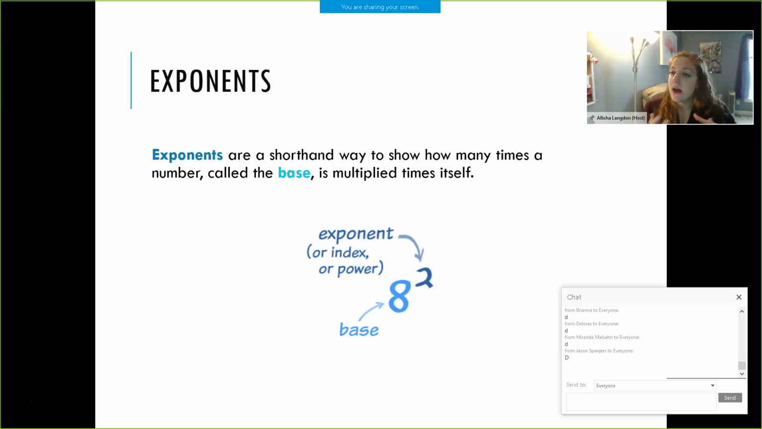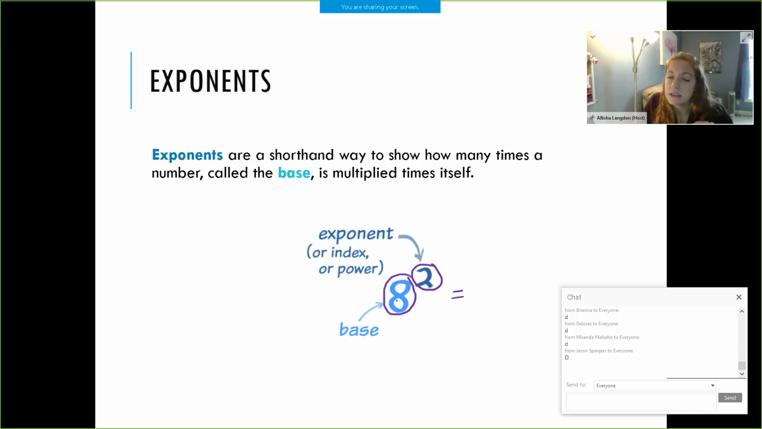Not a problem. So the other thing we want to talk about is exponents. I don't know if you guys are familiar with exponents, but basically exponents are a shorthand way to show how many times a number, which we call the base, is being multiplied by itself. So here we have an example, which is 8 squared, or 8 to the 2nd power. You can read it either way.